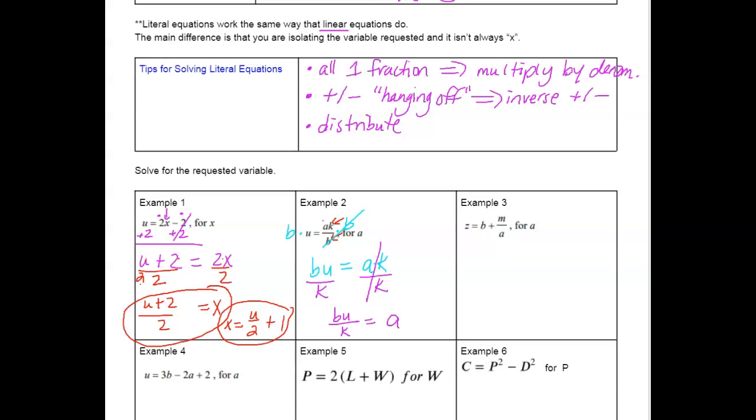All right, let's look at a. We have a fraction, but it's not all one fraction, so that's what I call hanging off. So if I want to get a alone, the b is hanging off, so that's what I'm going to move first. It's positive, so that's why I'm subtracting.